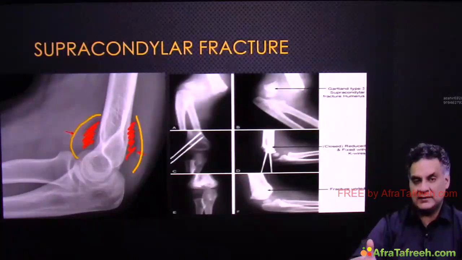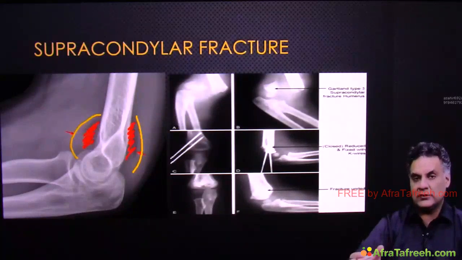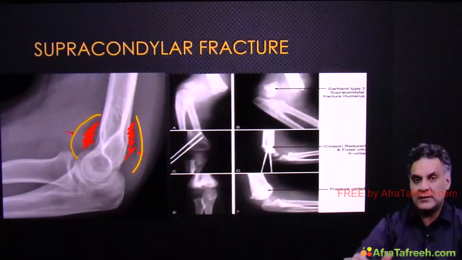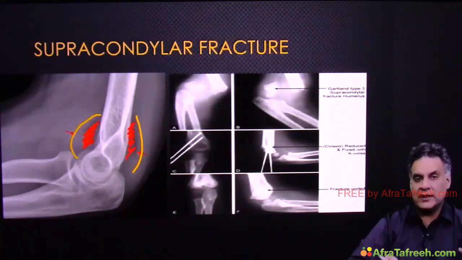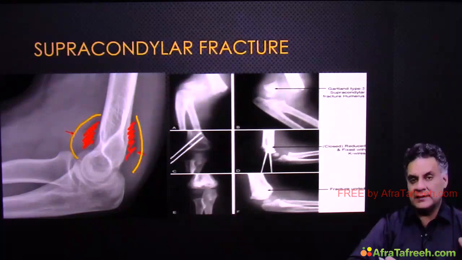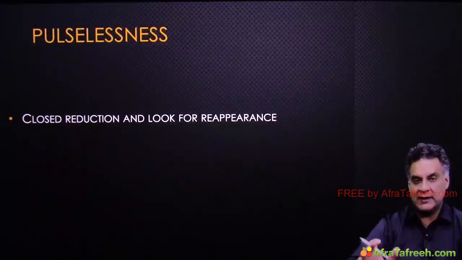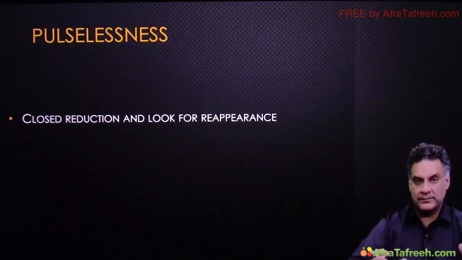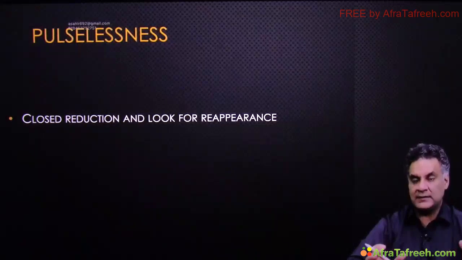But when it displaces, the most common displacement is posteromedial. It's also called as extension type of fracture. 98% of cases are extension type. The supracondylar fracture humerus, if it's undisplaced, is treated with simple slab, and if it is displaced, you reduce it and fix it with K-wires, and the reduction is close reduction. Sometimes it can damage the brachial artery. At that time, there will be pulselessness, and the management of this fracture is close reduction and look for reappearance of the pulse.